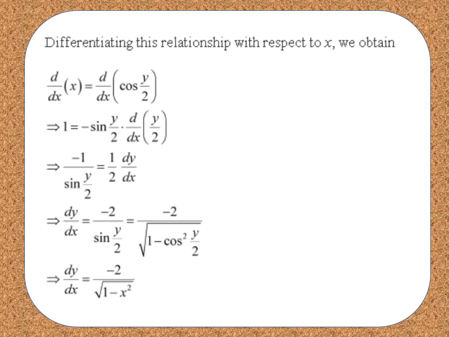So we are getting dy upon dx equals minus 2 upon under root 1 minus cos square y by 2, and we had the value of cos y by 2 which is equal to x. So putting this value we are getting dy upon dx equals minus 2 upon under root 1 minus x square. Clear? So pause and note down the solution.